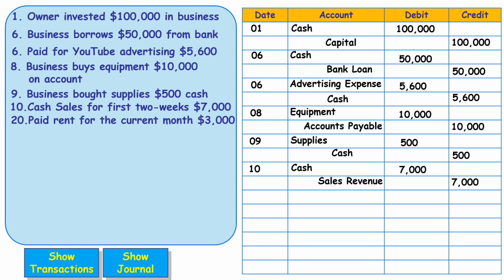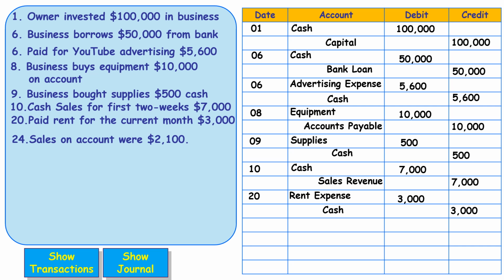On the 20th of the month, the business paid rent for the current month, $3,000. Now let's put the date first, 20th of the month, and the line item for the debit is going to be rent. Rent is an expense. Increase in rent will be debited. And reading the sentence, it says that it paid it. Paid means cash down, which is an asset, and assets down are credited.